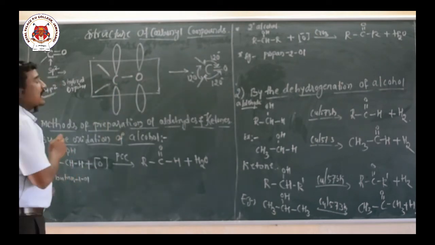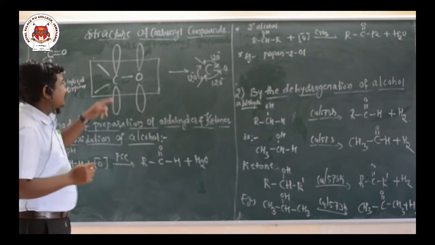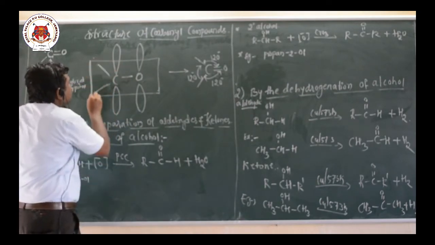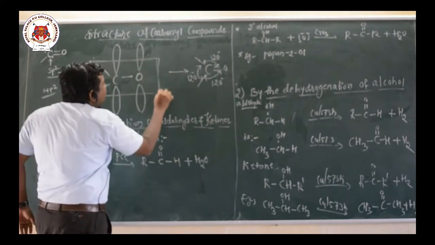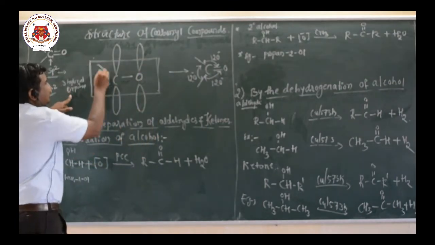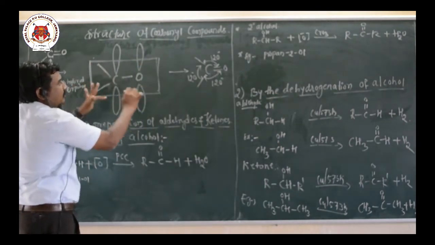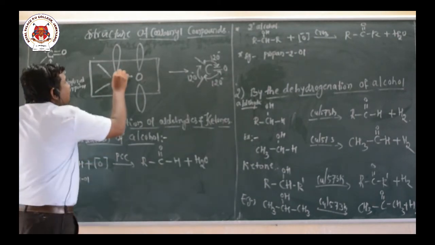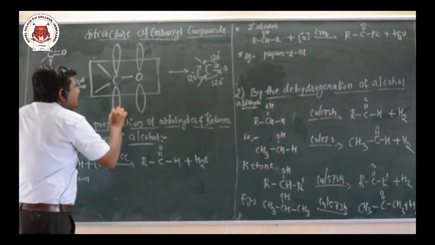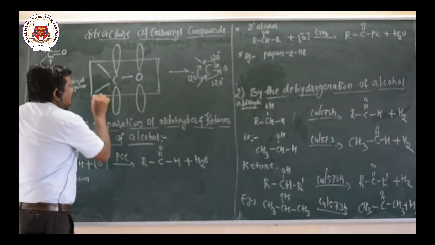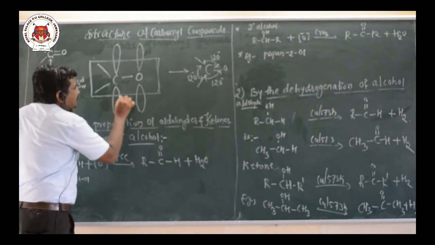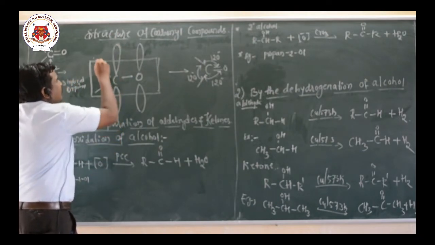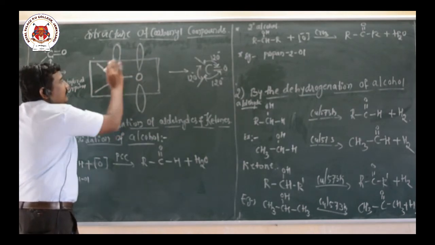The remaining unhybridized p orbital of this carbon atom lies perpendicular to the plane. Consider this as a plane. The 3 hybrid orbitals involved in the bonding are present on the plane, while the remaining unhybridized p orbital lies perpendicular to the plane, such that it is above and below the plane. Observe here, the p orbital is present below and above the plane, and the hybrid orbitals are on the plane.